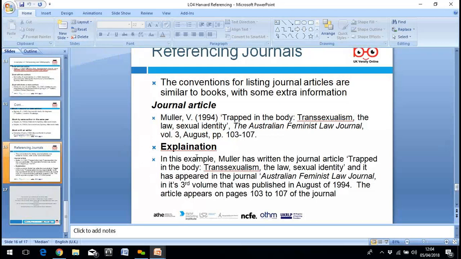In this example, Muller has written the journal article Trapped Inside the Body, the law, sexual identity, and it has appeared in the journal, the Australian Feminist Law Journal, in its third volume, and it was published in August of 1994. The article appears on pages 103 to 107 of the journal. You don't have to write all that, you just need to put it in that format.